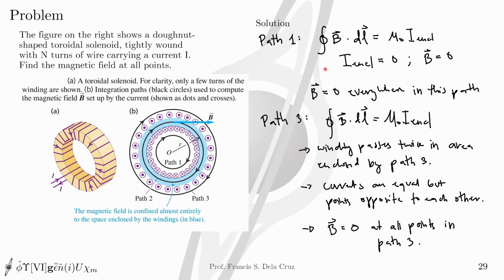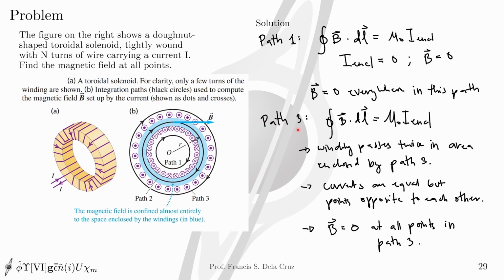For path number one, remember that we need an enclosed current. Without any enclosed current, the magnetic field would be zero. So if you look at path one, there is no enclosed current. Therefore, there is no magnetic field inside.